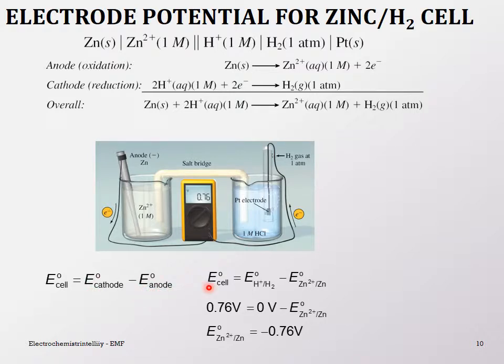So E cell here is 0.76, the voltage that we measured. Our cathode here is hydrogen, the anode is the zinc. The E cathode voltage is 0 because that's what we have established as our reference point. And then the E standard for zinc is what we're trying to calculate, the electrode potential for zinc. It turns out that the E naught is going to be minus 0.76 volts.